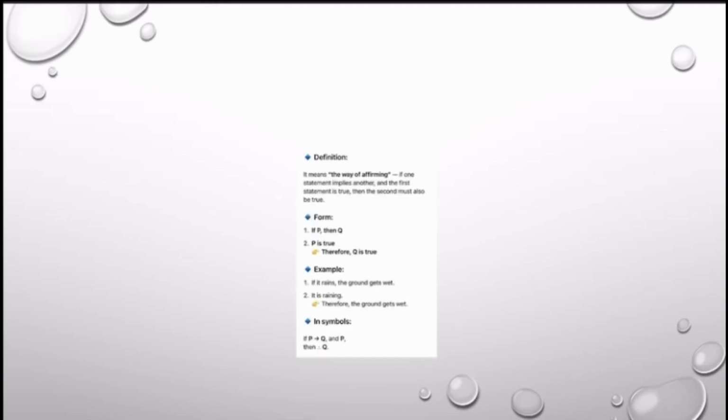Modus ponens. It means the rule of affirming: if one statement implies another and the first statement is true, then the second must also be true. If P then Q, P is true. Therefore Q is true. Example, if it rains, the ground gets wet. It rained. Therefore the ground gets wet.